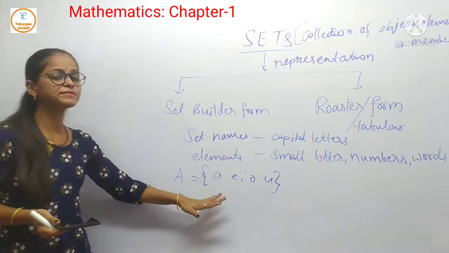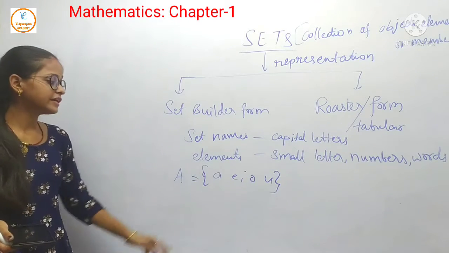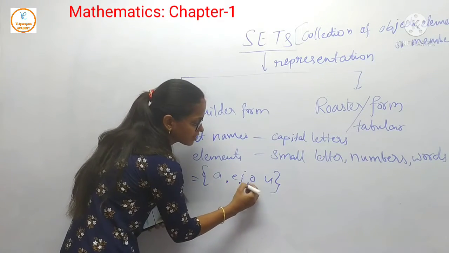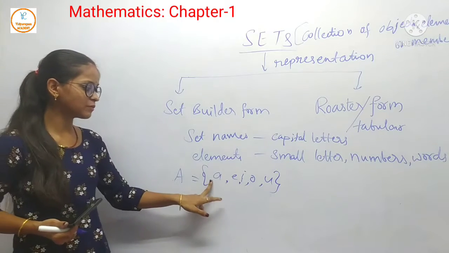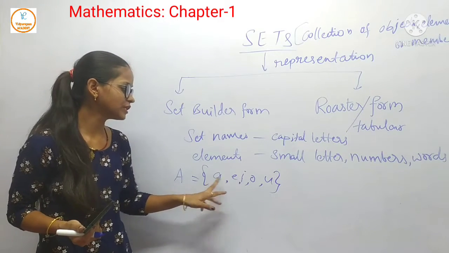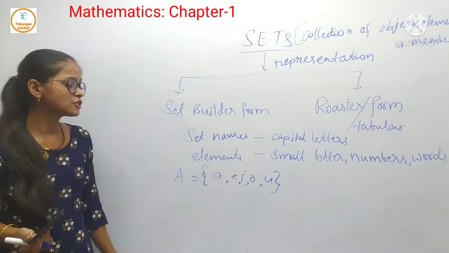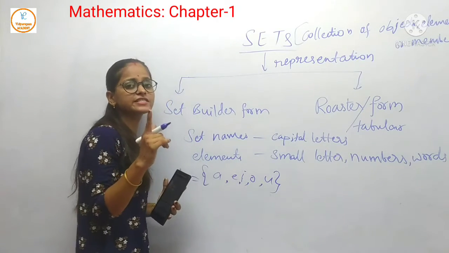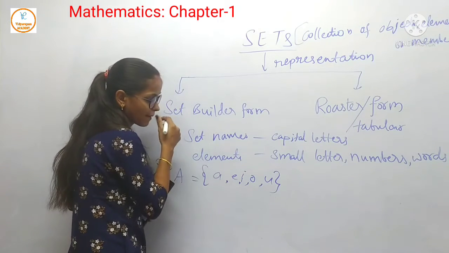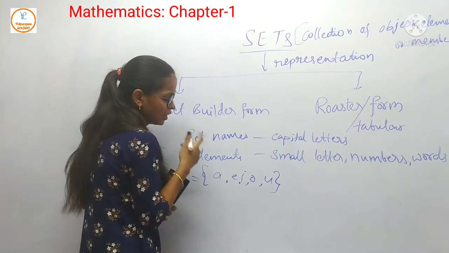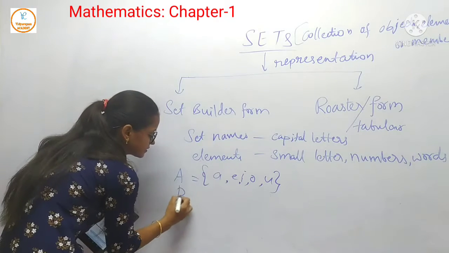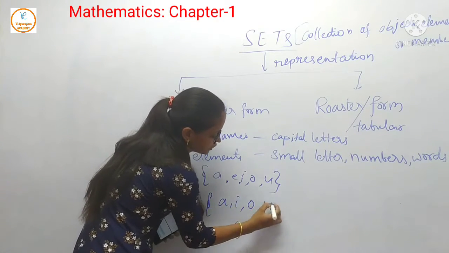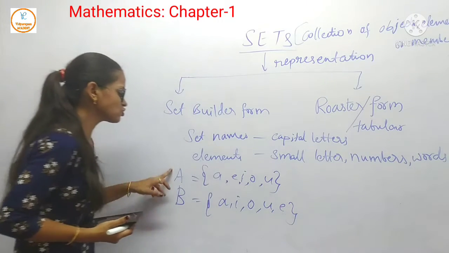But there is a mistake I wrote here. What is the mistake? Each letter must be separated by a comma. The first letter, we cannot place any comma before it, and after the last letter. So now it is the correct representation. There is another set B, and it has the values A, I, O, U and E. So these two sets are equal.